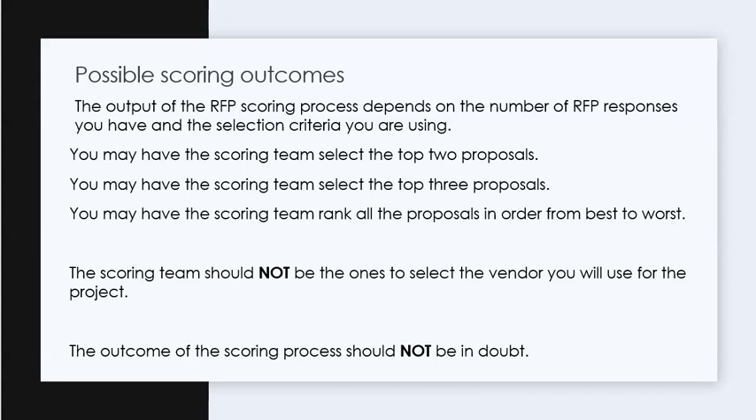However, there's 2 things that shouldn't happen. 1, the RFP scoring team should not be the ones to pick the final vendor that you will use for the project. And 2, the outcome of the scoring process shouldn't be a surprise. And this is probably a good point to talk about project influence.